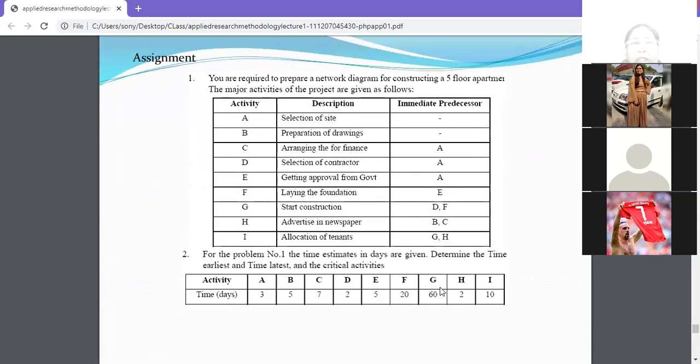Let's do for this. Okay, prepare a network diagram for constructing a 5-floor apartment. The major activities of the project are given as below. Draw the diagram first and then calculate the critical path. Okay, so A and B are starting from one event, do it. Yes, ma'am.